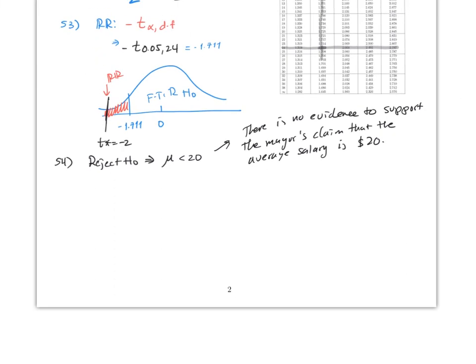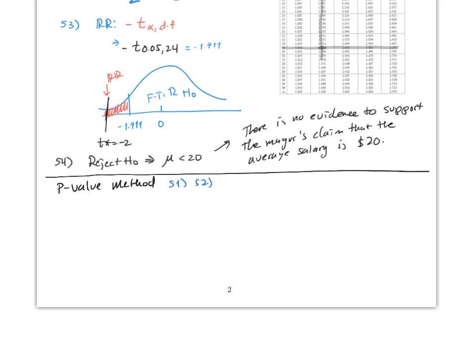Before we do that though, remember that for the p-value method, step 1 and step 2 are the same. Now this is the part that is going to be slightly different. Step 3. You actually had to do this for the homework in chapter 7, so you did the homework. You kind of know this, but this is the p-value.